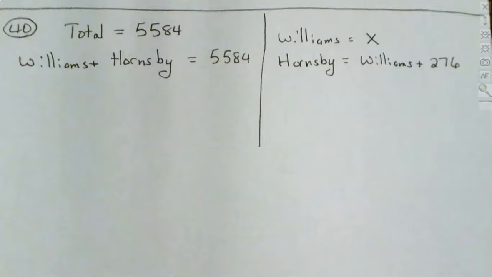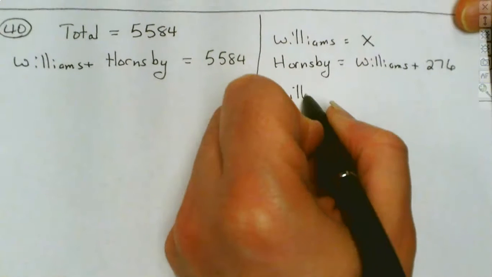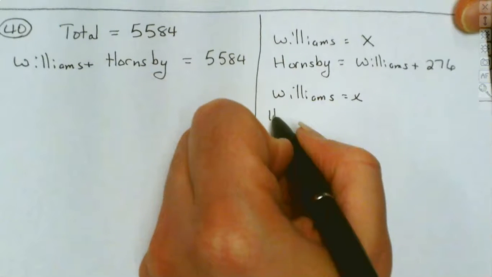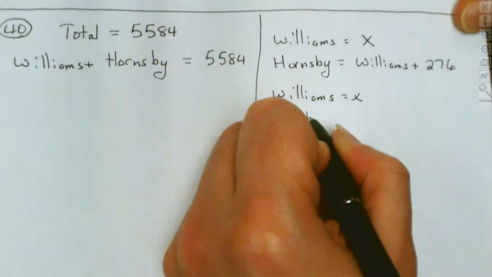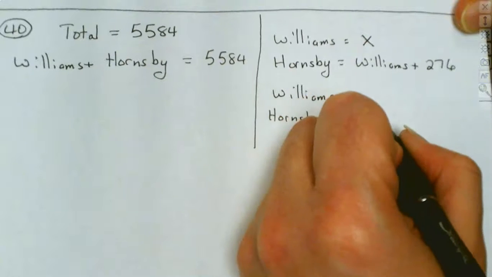I always like to write it up with words and then translate it. Instead of just jumping to our equation, I think that's confusing for some students. So what I always like to do is write it with words, get our equation, and then solve it. So now what do we know? We know Williams is still x. And we know Roger Hornsby is going to be x plus 276.